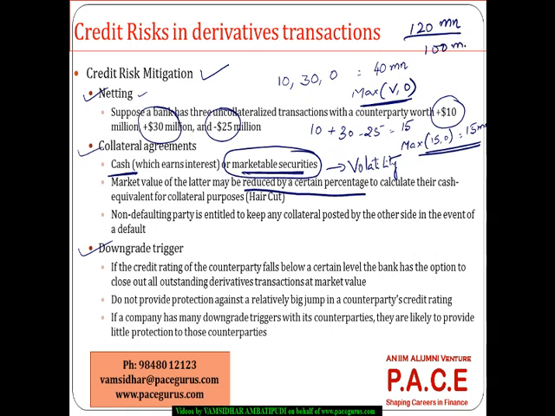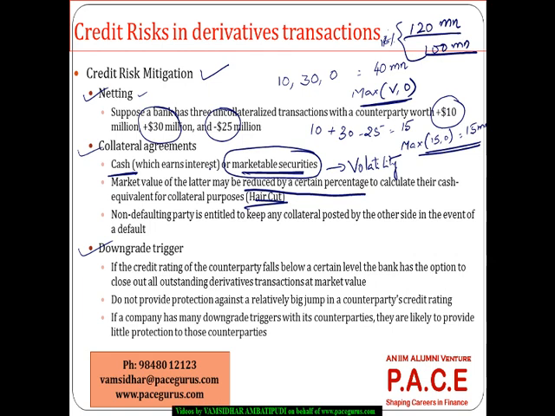So if the marketable security is worth 120 million, I may accept it as collateral only for 100 million, reducing it by, let's say, 16 to 17%, and that is what I am calling the haircut. So depending on the volatility that is associated with the marketable security, I can reduce the market value of the latter to calculate the cash equivalent for the collateral purpose by applying what is called a haircut.